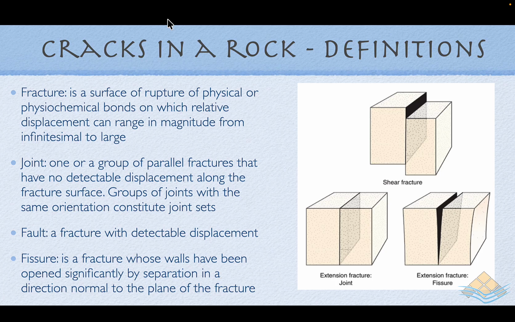A fissure is a fracture where the walls have been significantly dissolved, typically by acidic waters in a carbonate, and so there's greater separation of the walls of the fracture, typically in a direction that's normal to the plane of that fracture. There are shear fractures, there are extension fractures, which are also joints, and there are extension fractures which have been widened, which we'll define as fissures.